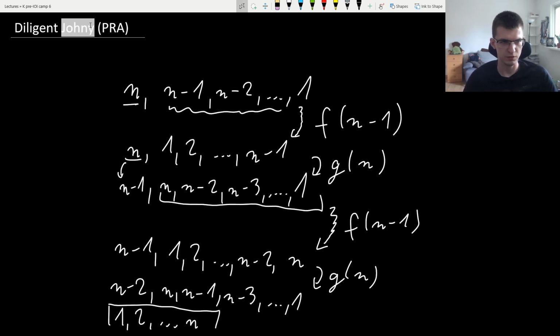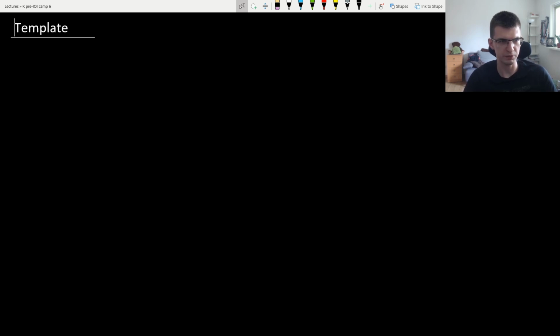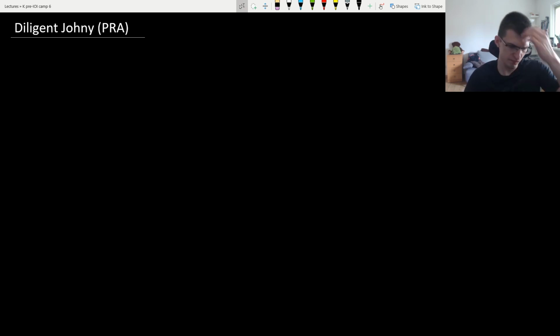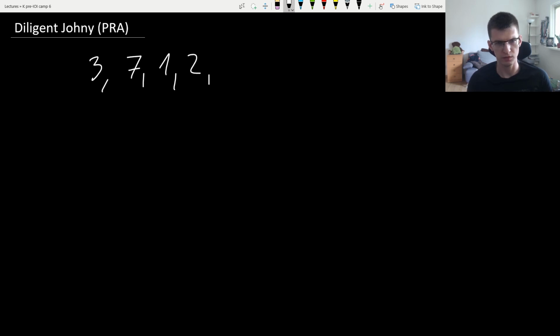Let's apply it to the permutation that is given in the input. So let's solve subtasks 2 and 3. When we have some permutation, like maybe let's take something bigger, 3, 7, 1, 2, 4, 8, 5, 6.